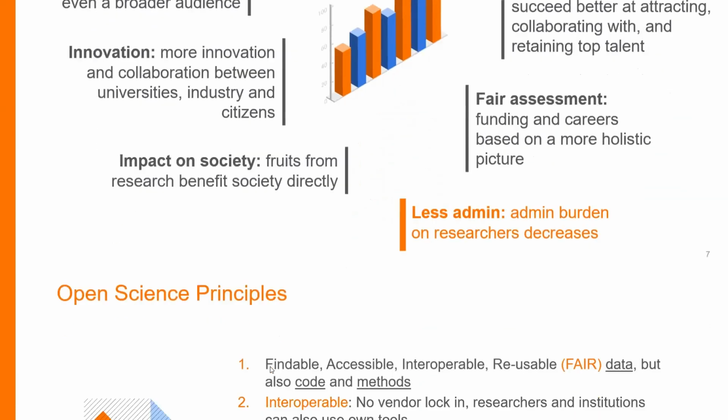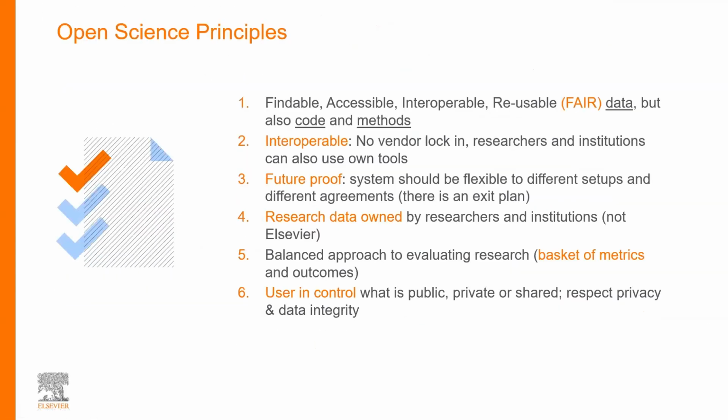Okay, let me go a little bit further with open science. Those are the main principles of open science. First of all, we have the principle called FAIR. This is correlated a lot with open data, but it can also go easily with code and methods. So your data, your code, your methods should be FAIR, which means findable, accessible, interoperable, and reusable. That's a very important thing.